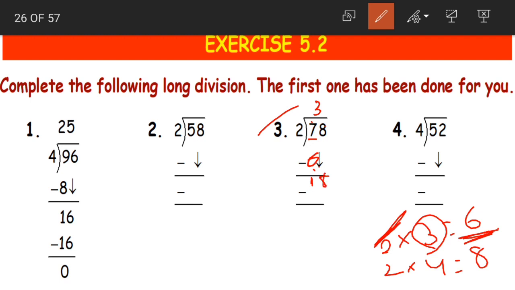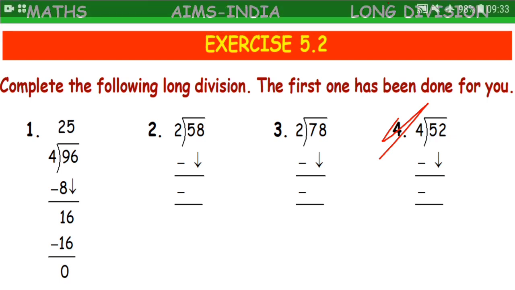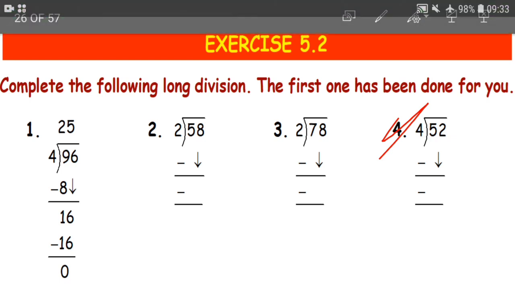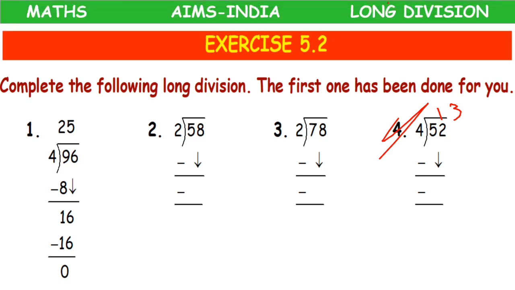Again, what do we know? 2 9s are 18. Yes, when we subtract, 0 will be our remainder. Clear children? 39 is the quotient and 0 is our remainder. Okay, I hope you can solve question number 4, right? Yes, try solving question number 4 in your notebook. And after you solve, what should be the quotient? 13 should be your quotient, children. Okay?